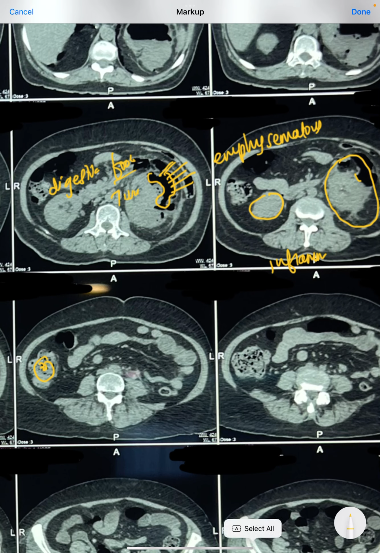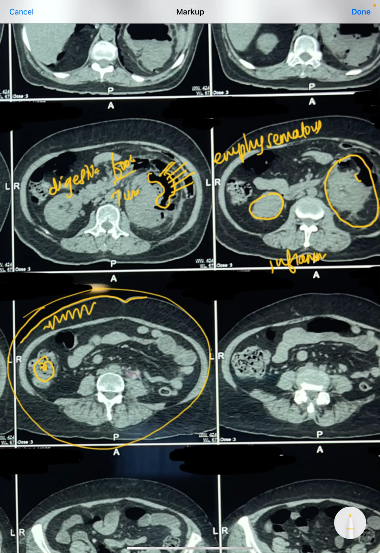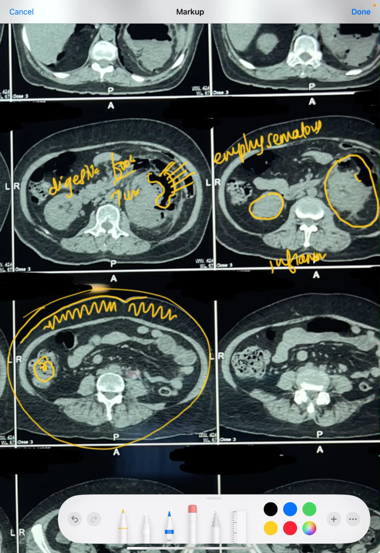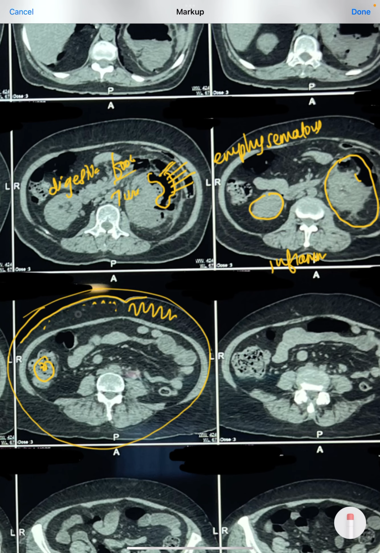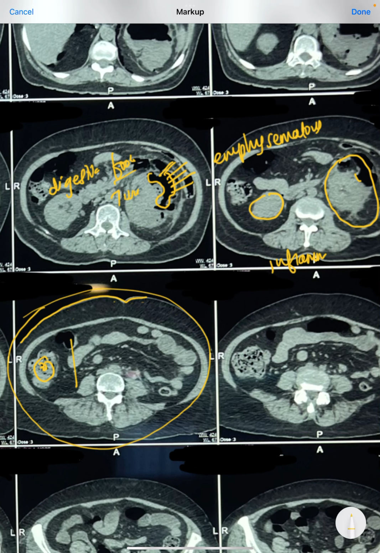See, this is all abdomen only. This is skin, and this all is fat. You can see all is fat. Now just always remember one thing: on CT scan, air is very black. Air is the blackest thing on the CT scan. So this is air, which is the blackest, dense black structure. The next lesser black structure is fat. So this is fat, this is fat.